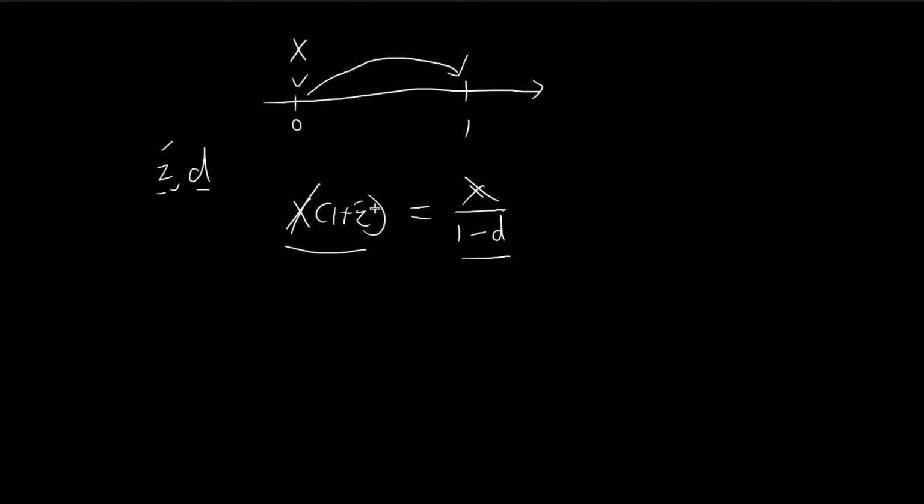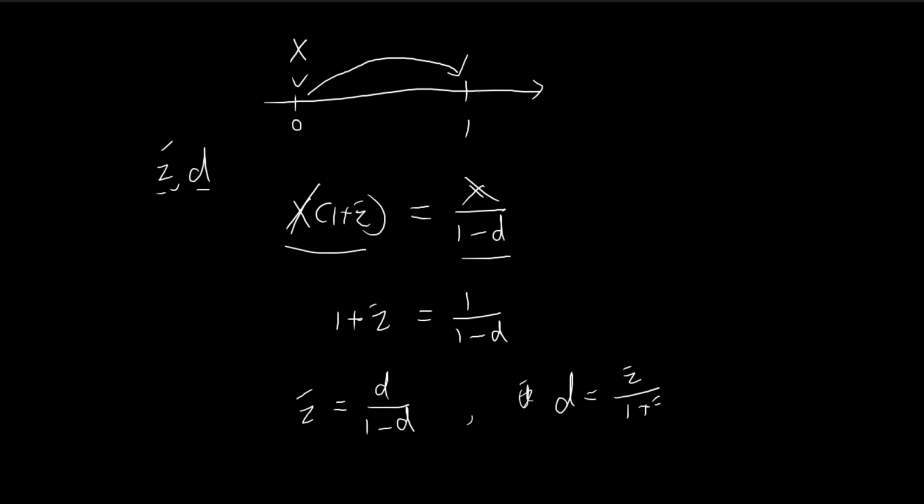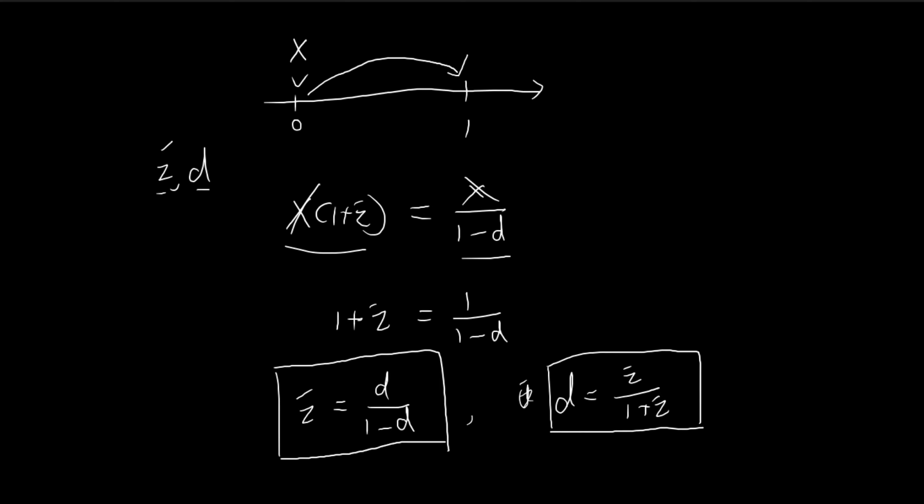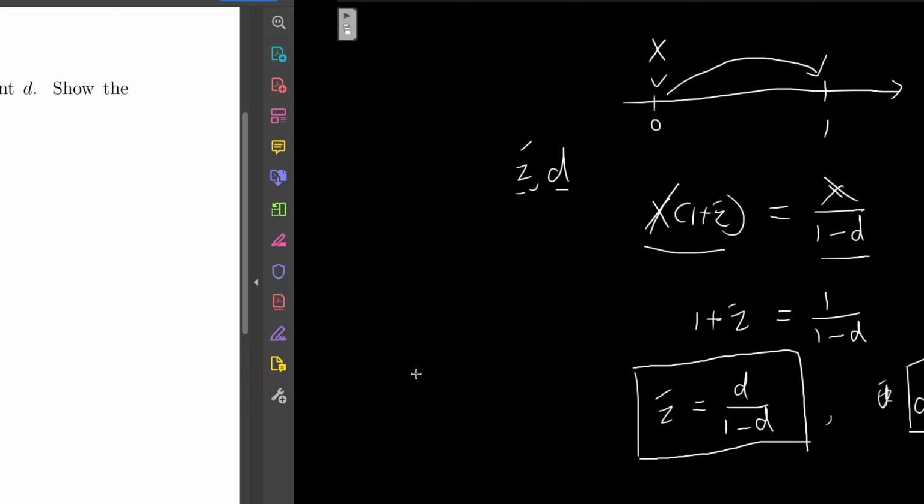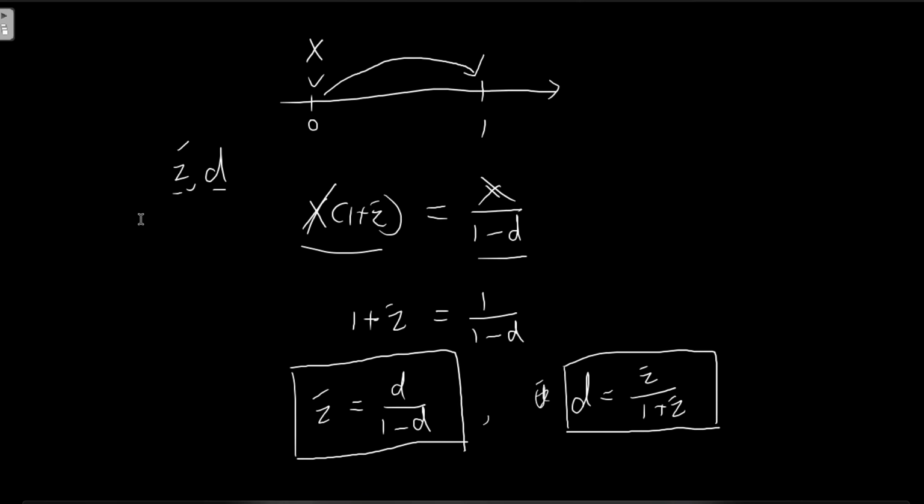So based on this definition, we can cancel out the X, and you'll see that I and D are related by this formula. And then if you do a bit of rearranging, you'll see that I is actually equal to D over 1 minus D, and D is equal to I over 1 plus I. I actually encourage you to memorize both of these relationships, because these are going to come in very handy for the rest of your course. So with this in mind, let's try to solve question 1.